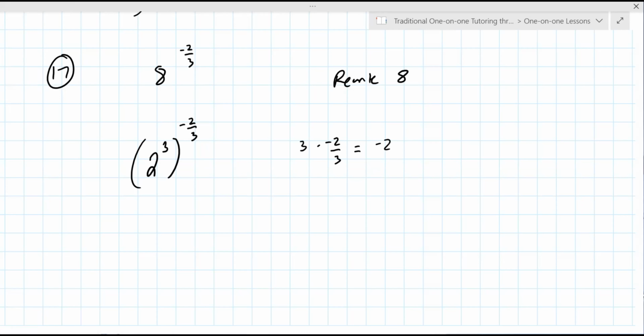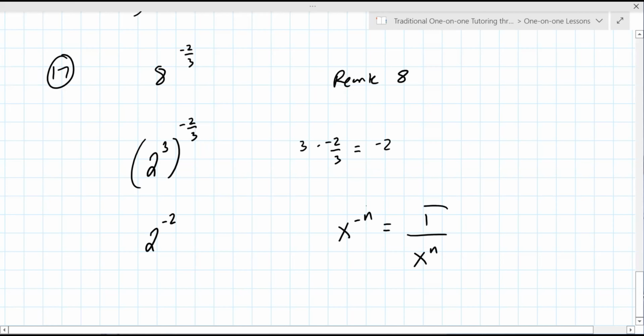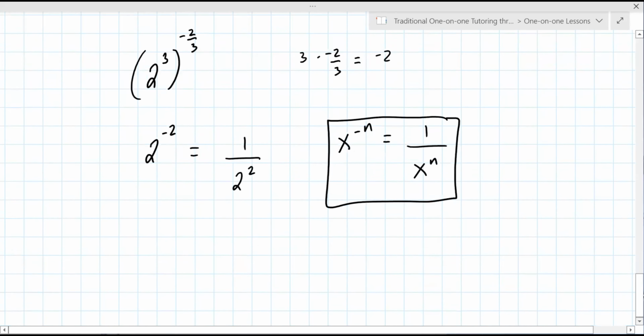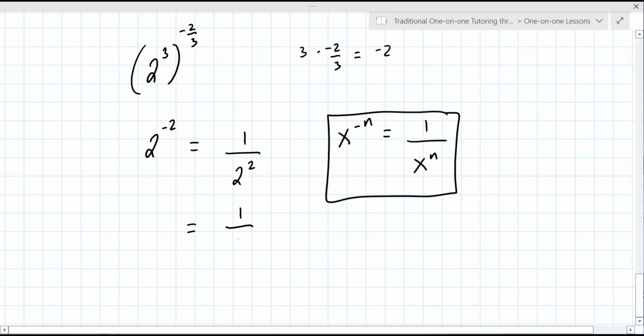Yeah. Okay, now, here's the way you rewrite it, but this is not the answer. You have to remember the following. If you have a negative exponent, it becomes 1 over the same thing to a positive exponent. So in terms of your problem here, it becomes 1 over 2 squared. Right. And that's just your answer? Well, you have to simplify. What is 2 squared? 1/4. 1/4, yeah.